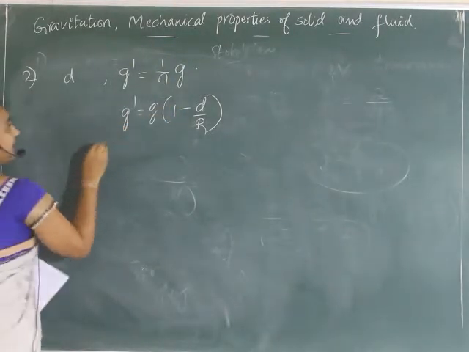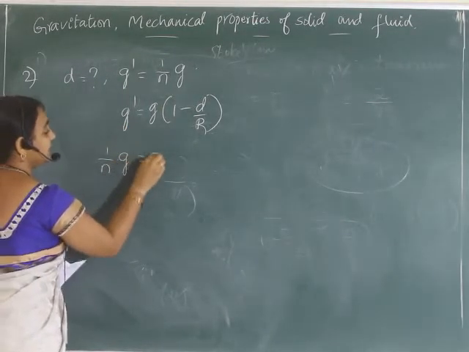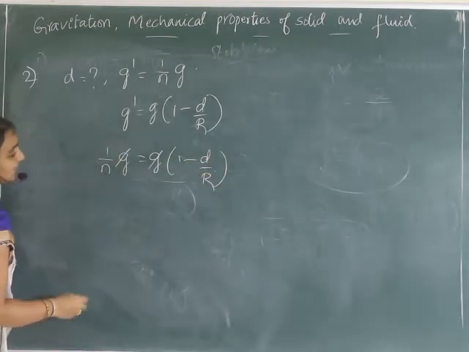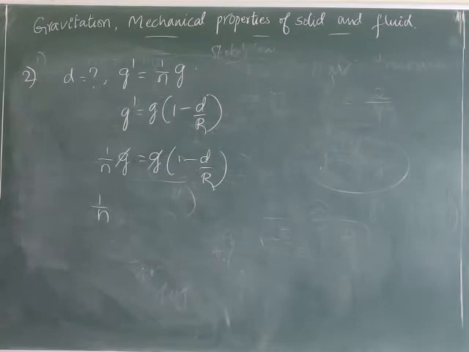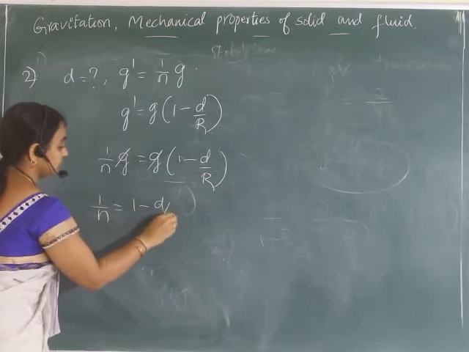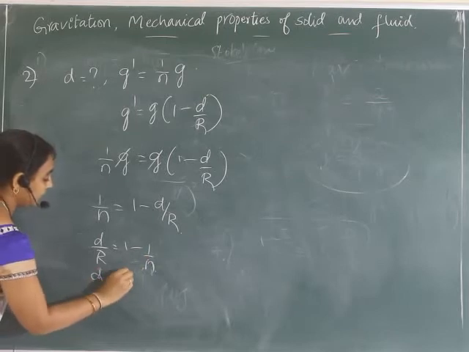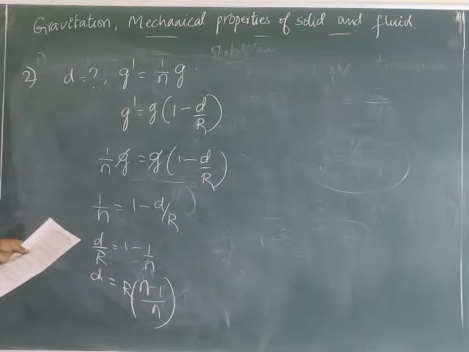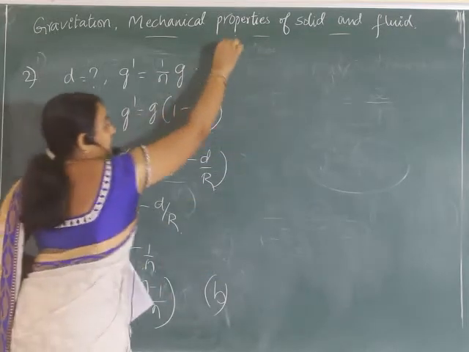At the depth d, acceleration due to gravity will become 1 by n times the acceleration due to gravity. We have to calculate d. So I can write 1 by n into G is equal to G into 1 minus d by r. G gets cancelled. So the remaining is 1 by n is equal to 1 minus d by r, or I can write d by r is equal to 1 minus 1 by n. D is equal to r into n minus 1 by n. Is there any option? Yes, B. So answer is B.